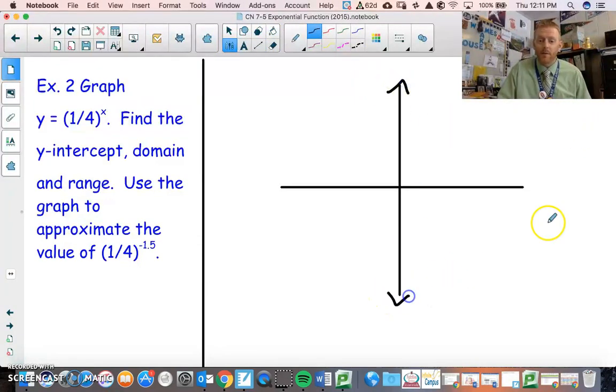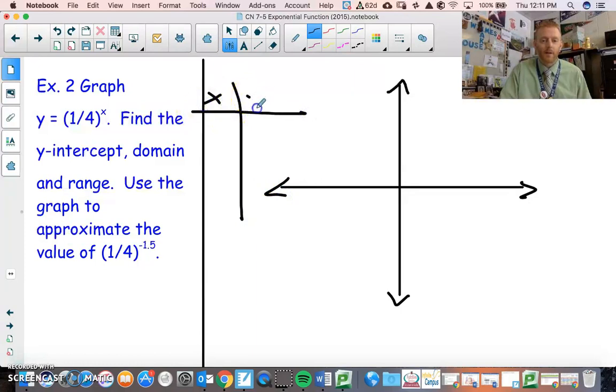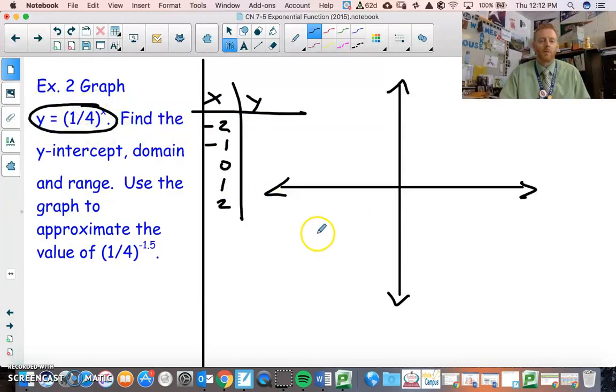So here we are with a different problem. Same process is going to take place. You're going to make an XY table. You're going to plug in those numbers, -2, -1, 0, 1, and 2. And we're going to plug them into this equation and figure out what y is.